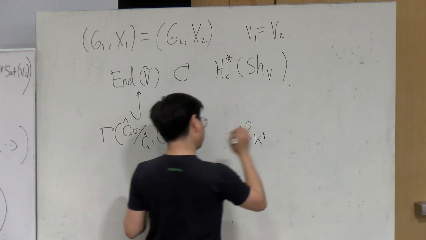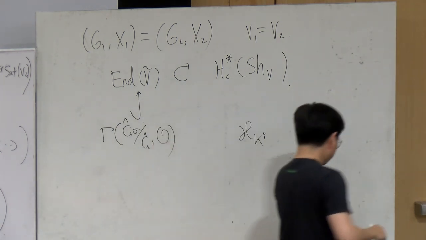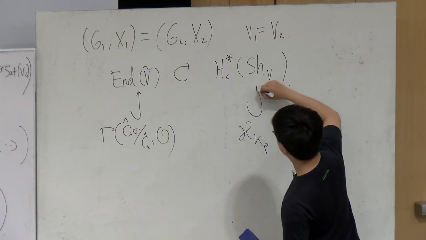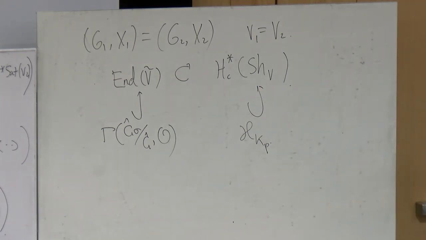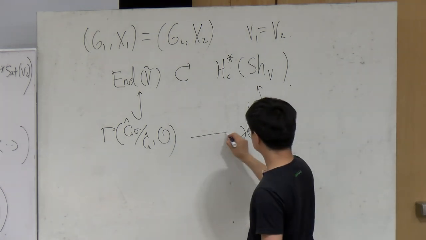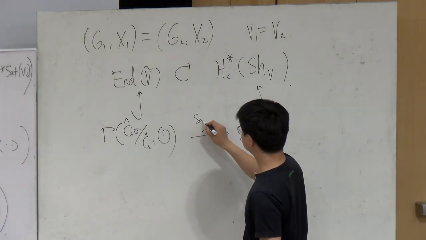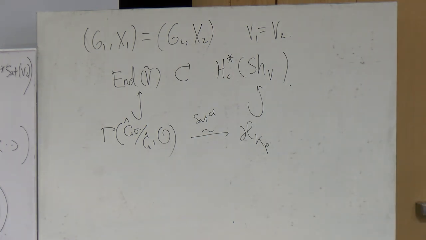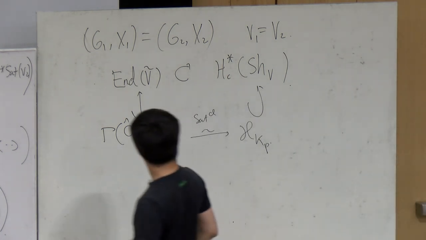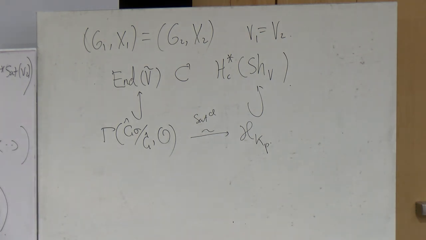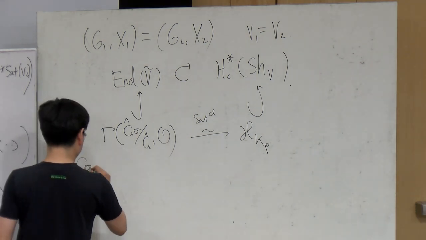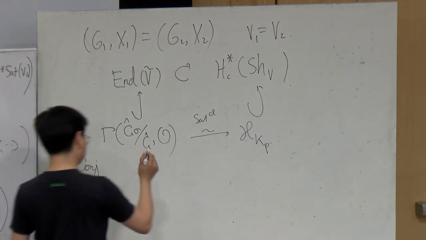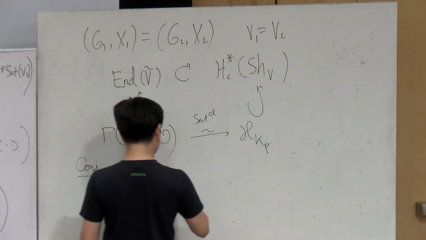On the other hand, we know the spherical Hecke algebra at p will act on the cohomology. And also there's this classical Satake isomorphism. So of course you hope this diagram is commutative, which unfortunately I cannot prove in general. So the conjecture is this diagram is commutative.